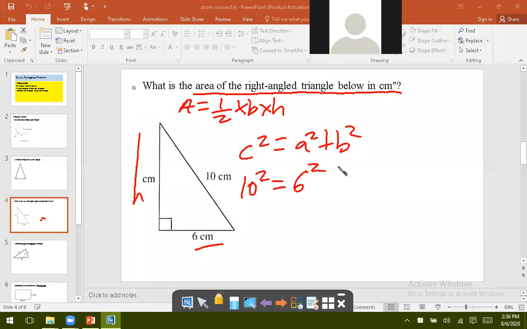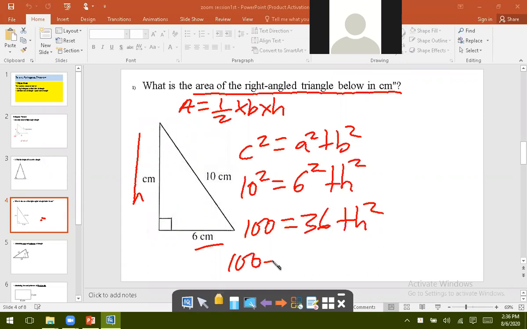So 10 times 10 is 100 equals 6 times 6 is 36 plus h squared. So bring the 36 to the other side, it becomes minus 36 equals h squared. 100 minus 36 is 64. 64 equals 8 squared, so the square root of 64 is 8. So you find the value of the height, which is 8 here.